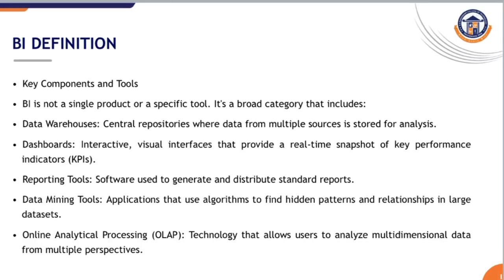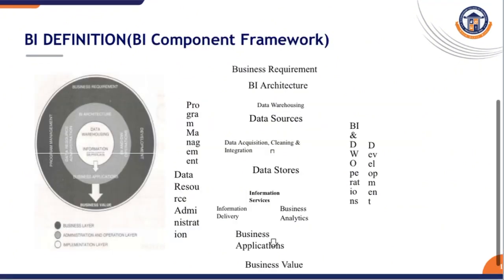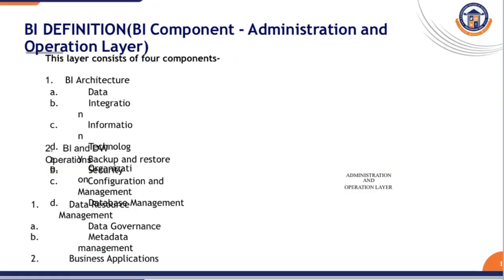Now let's see the key components and tools of BI. BI is not a single product or a specific tool. It is a broad category that includes data warehouse, dashboards, reporting tools, data mining tools, and OLAP, that is online analytical processing. Now this is the diagram of the BI component framework. It shows the framework of the exact BI definition. And in the next slide we see the layers of BI.